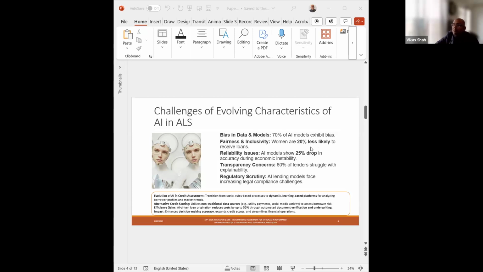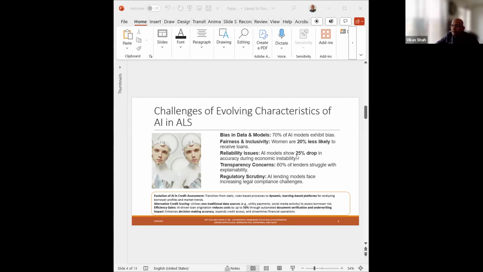Women are 20% less likely to receive loans. And AI has seen a 25% drop in accuracy during economic instability, right? And there is a huge transparency concern. 60% of lenders struggle with explainability, why applications are being approved, not approved, or partially approved. And finally, the challenge is regulatory scrutiny.